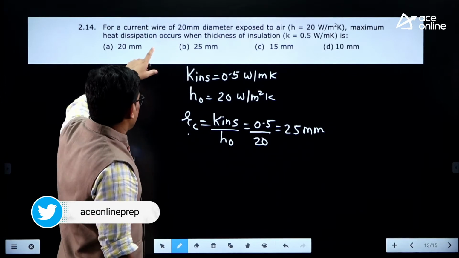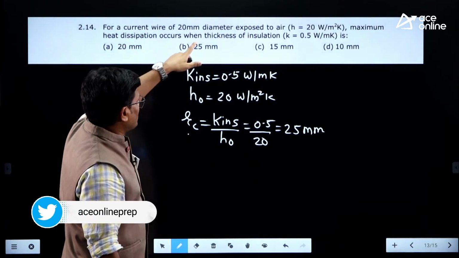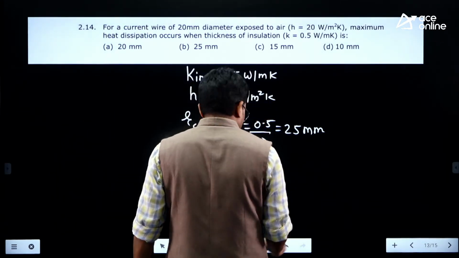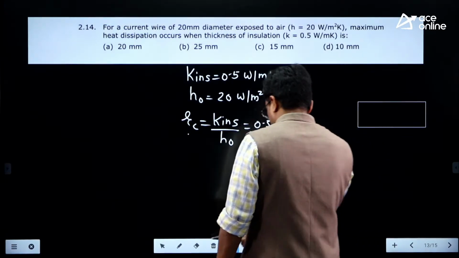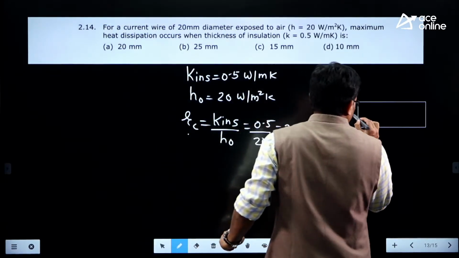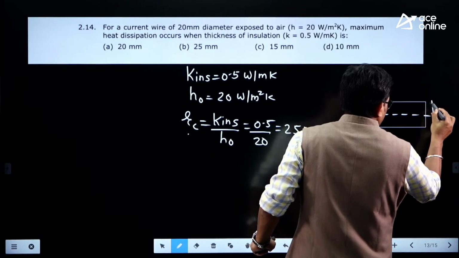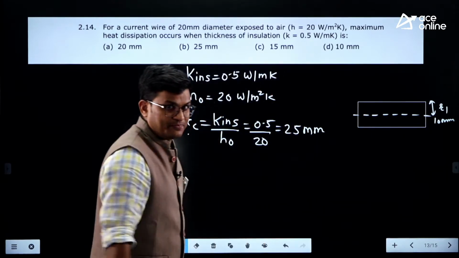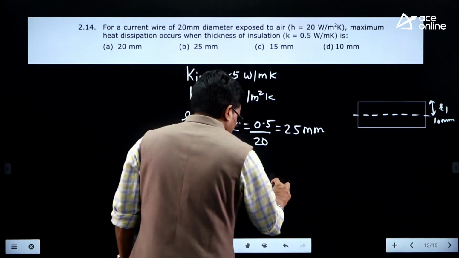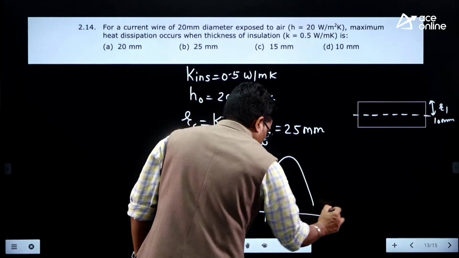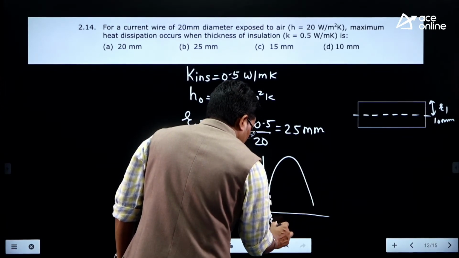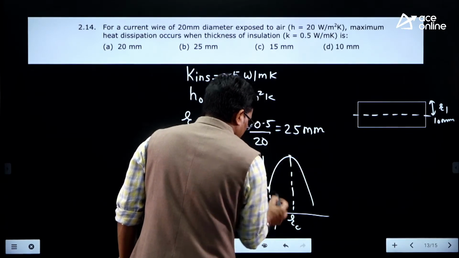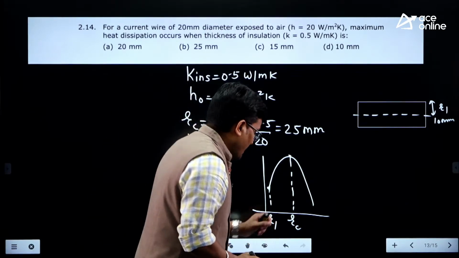But what is asked in the question? Maximum heat dissipation occurs when thickness of insulation. Very good. Now this is the wire. Diameter is 20, so this radius R1 is 10 mm. Now as you know this graph, this is R1, and for maximum heat loss this should be RC. Very important. Actually what is thickness?